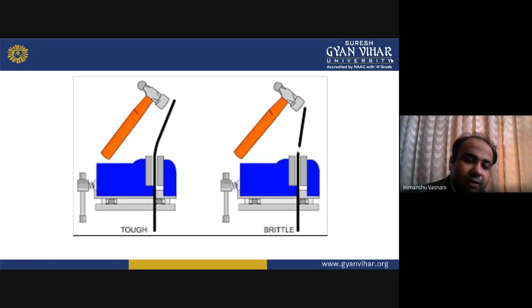As you can see in this diagram, there is a rod fixed in a vise, and a hammer is used to apply some force. If the material is brittle enough, it will break after a certain time. But if the material is tough, it will show resistance to breaking. In this way, you can also understand which material is actually brittle.